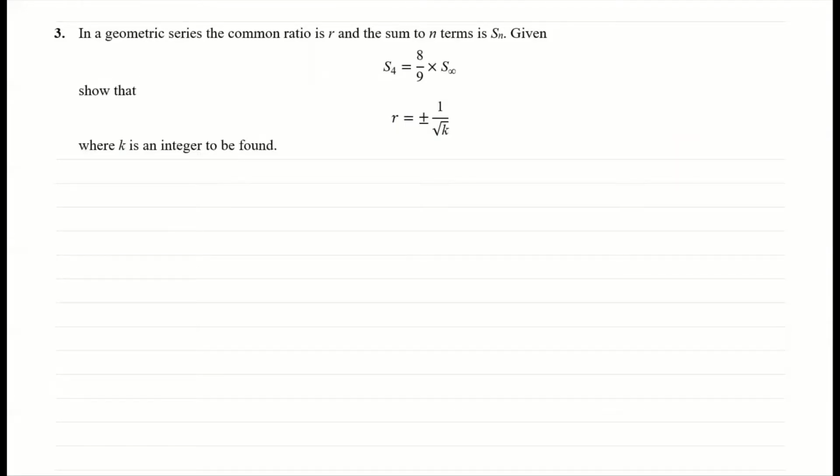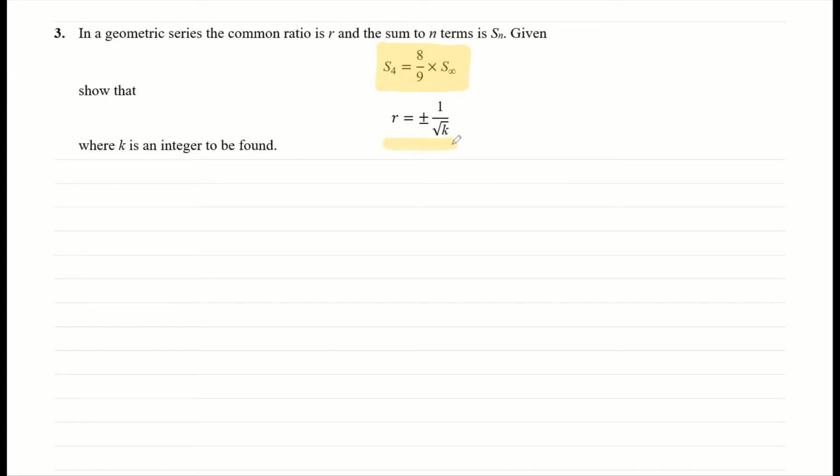Now, example 3, this is our final example. And this is very much like what you might see in an exam relating to this topic. So we have this equation given to us, and it looks a little bit unusual. We're told that the sum of the first 4 terms of a geometric series is equal to 8/9 of the sum to infinity, which does make sense, doesn't it? Because the sum to infinity would just be slightly higher, if you're adding smaller and smaller terms each time. We have to show that r is in this form.